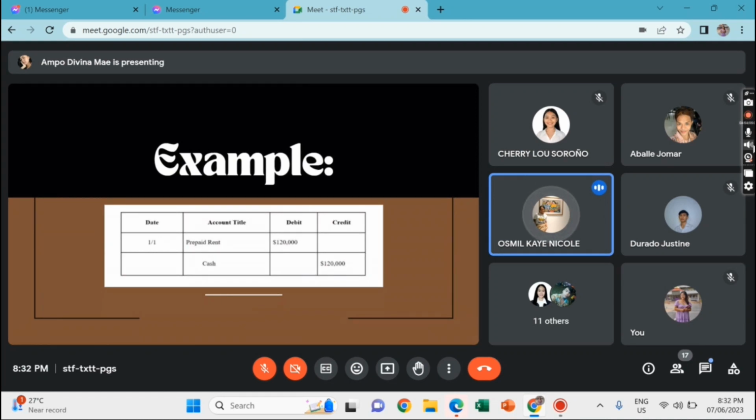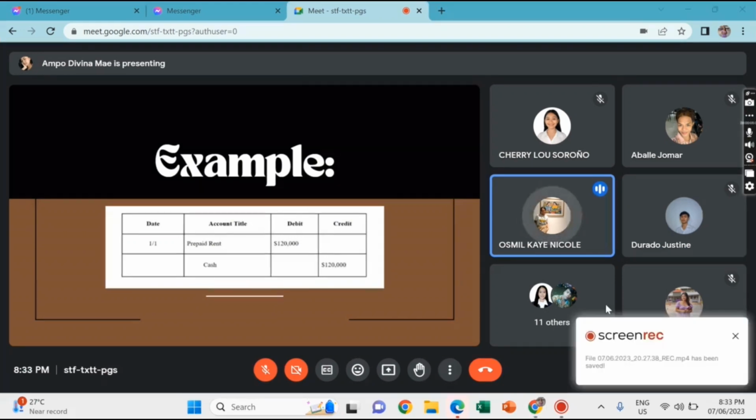So as you can see in the example, the account title, the debit is, I mean, joke.